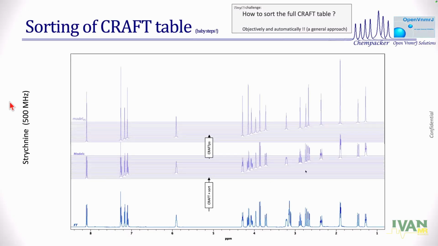I can generate, as in the previous slide, individual models that show me that I'm confident, in the sense that the FT spectrum is very similar to the model spectrum, and then I can add them in as the CRAFTps tool and generate a pure spectrum.